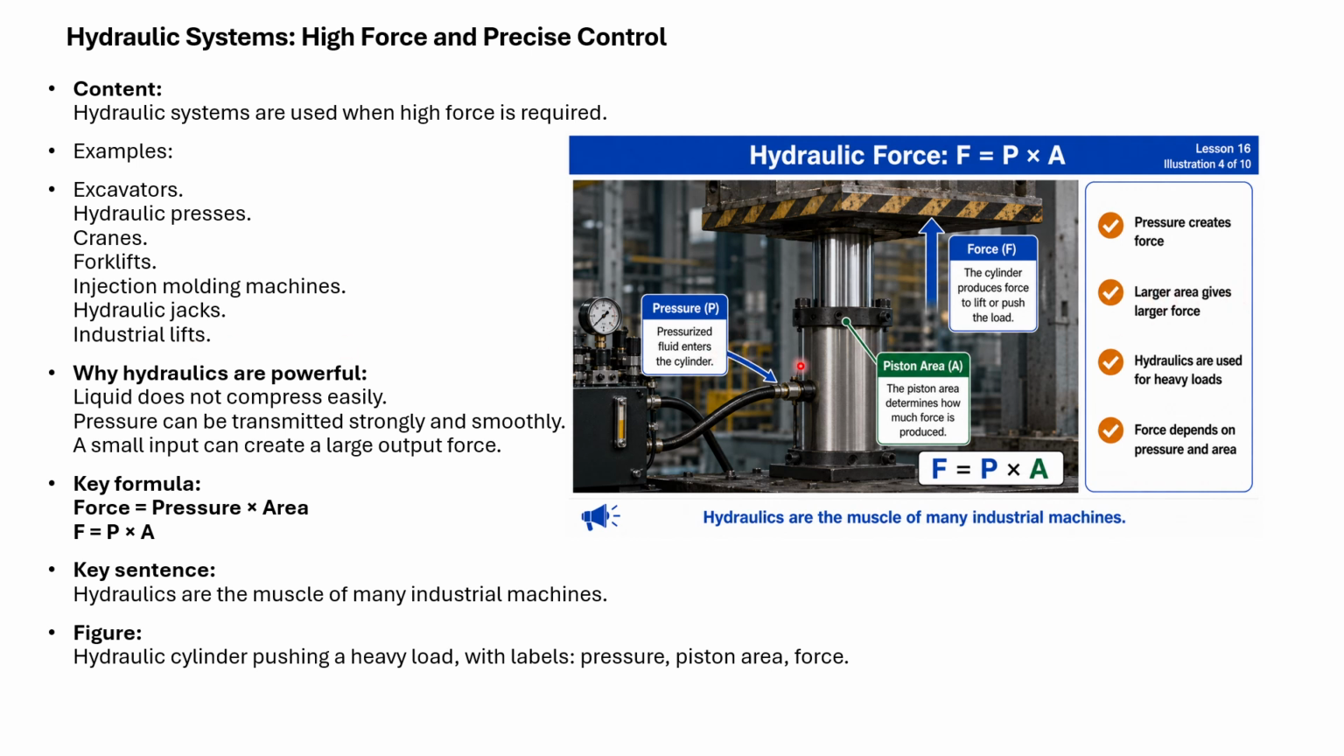Why are hydraulics powerful? Because liquid does not compress easily. Here it means oil. Pressure can be transmitted strongly and smoothly. A small input can create a large output force. Key formula: remember, force equals pressure times area. That is F equals P times A. Key sentence: hydraulics are the muscle of many industrial machines.